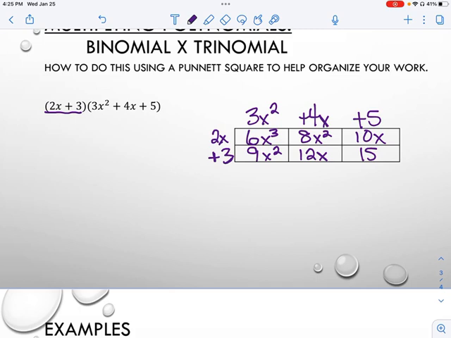Now, when I go to write my final answer, what we simply do is we look for our like terms. So I start off 6x to the third. Nothing is alike to it. No other x to the thirds. So that one's there. My next one that I look at is I have these x squared terms. So I add those together. So 9 plus 8 gives me 17x squared.